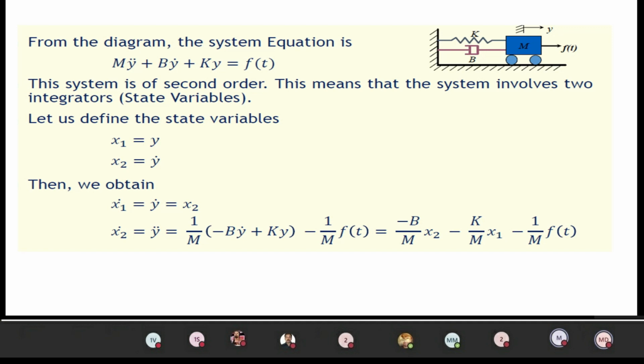Now you have to substitute x2 instead of y dot, x2 dot instead of y double dot, and x1 instead of y. If you do that, you will get the x2 dot equation as minus b divided by m into x2 minus k divided by m into x1 minus 1 divided by m into f of t. So this is the x2 dot differential equation, and the x1 dot differential equation is nothing but x2. Like that, you can obtain the differential equations.